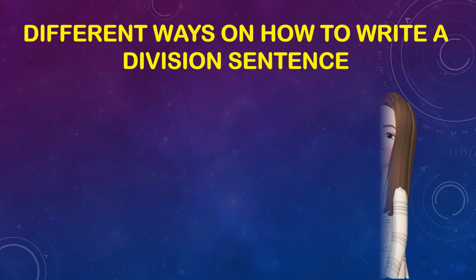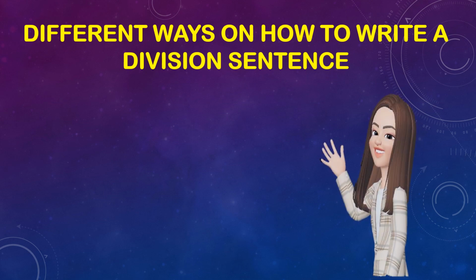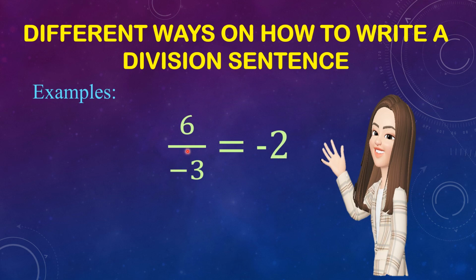There are different ways to write a division sentence. For example, we have 6 divided by -3 is equal to -2. In this example, we use the fraction bar to indicate division. For the second example, we use the obelus to indicate division.